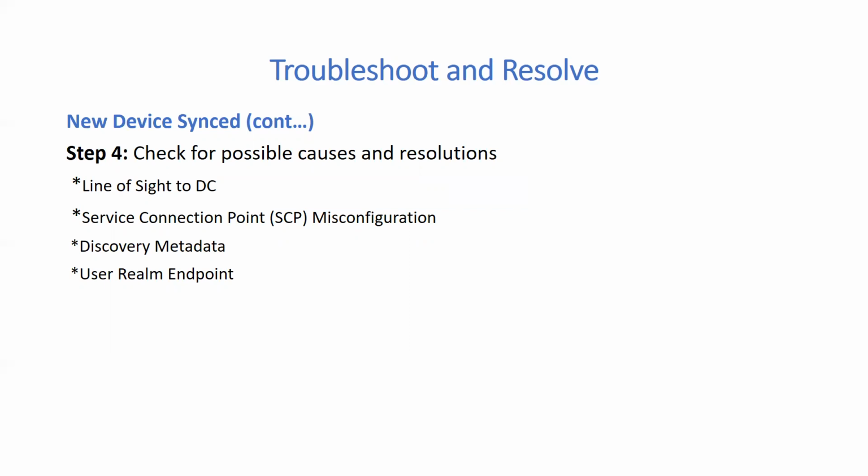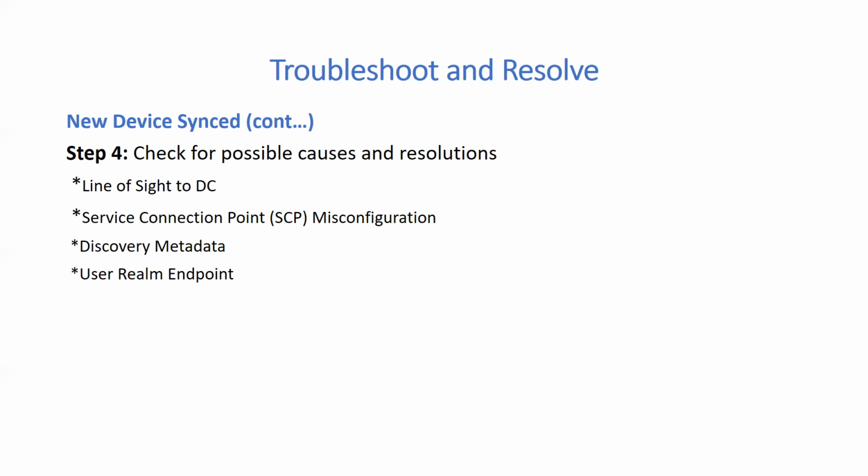Our next option is SCP misconfiguration. In order to complete this join process, we have to have a valid service connection point object. This is required in the AD forest, the Active Directory forest, to which the device belongs, and it points to a verified domain in Azure AD. If this is misconfigured or not valid, this can also cause pending devices in Azure AD.